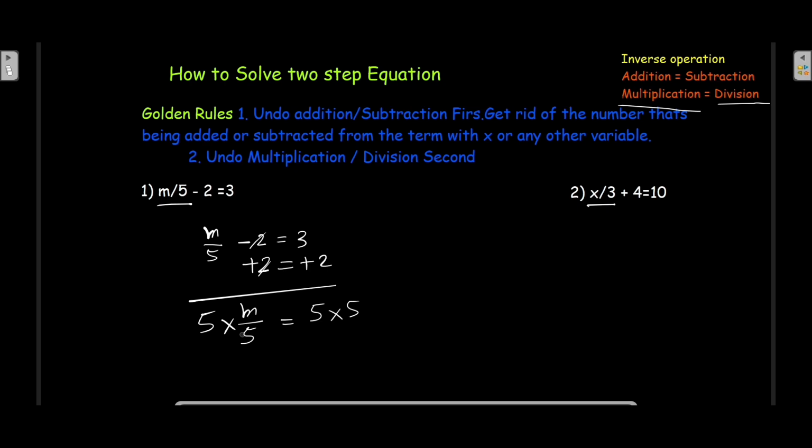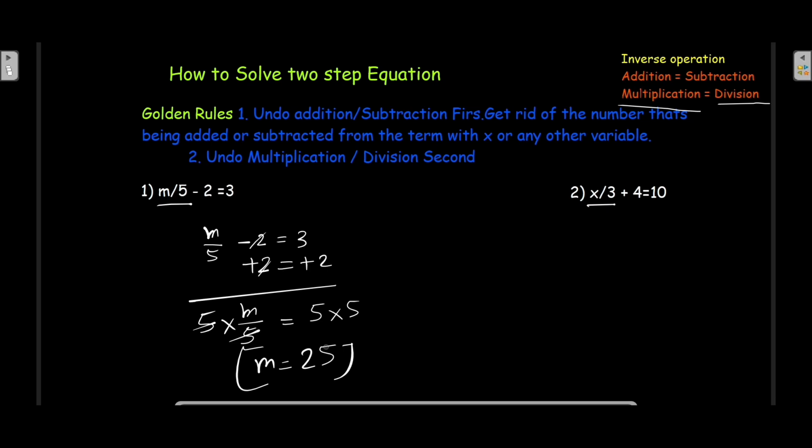If we multiply these two terms, 5 times m over 5, it will cancel out. So m is equal to 25. It will give us 5 times 5 is 25. So m equals 25 is our correct answer.